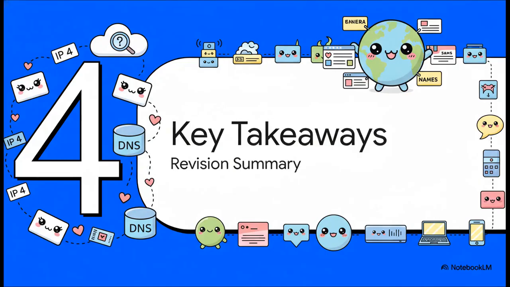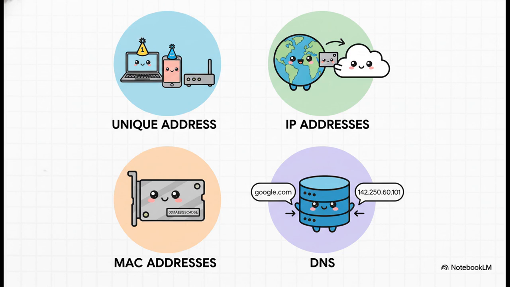Okay, so we've covered quite a bit there about addressing and how names are translated into numbers. Let's just quickly summarize the most important points that you'll want to have for your revision. Try and lock in these 4 key ideas. First, every device on a network must have a unique address. Second, IP addresses are logical addresses for routing data across the internet. Third, MAC addresses are physical, fixed addresses for identifying hardware on a local network. And fourth, DNS is that vital system that translates website names into IP addresses.